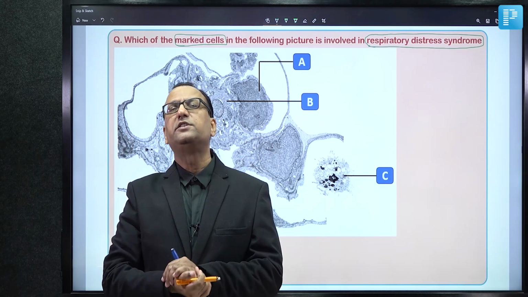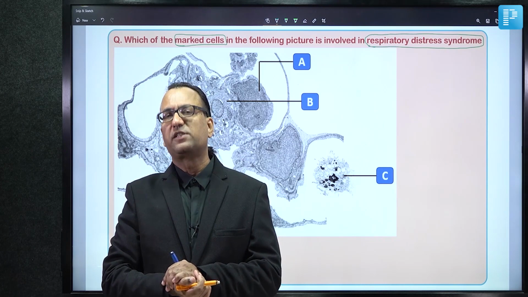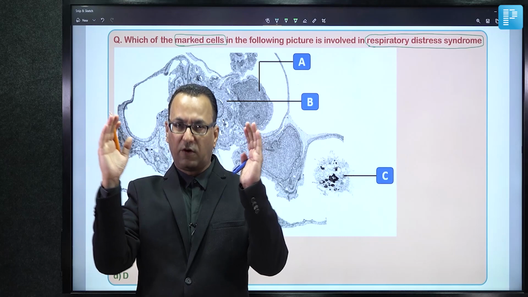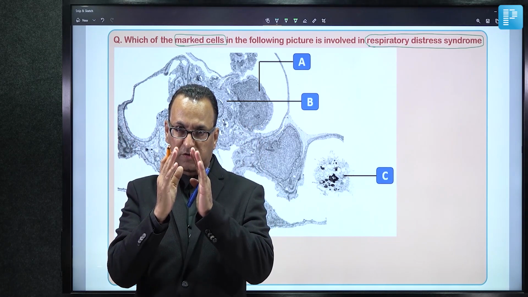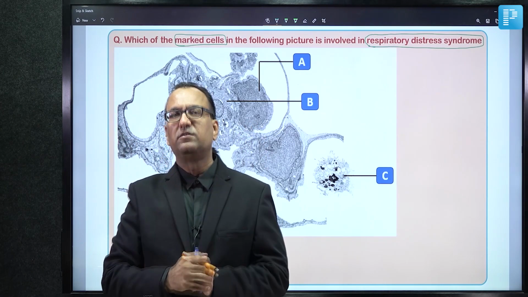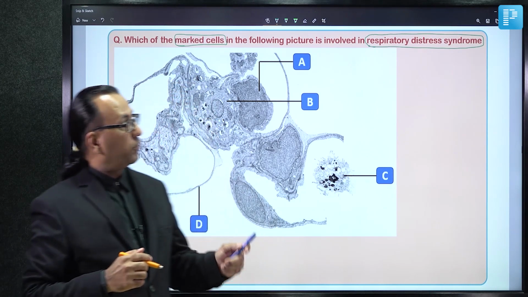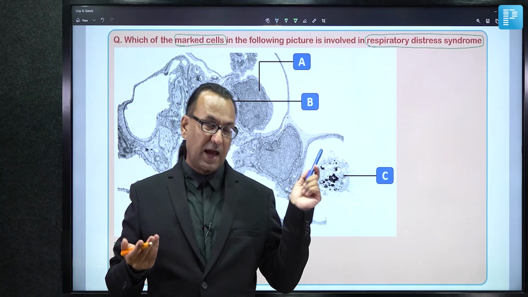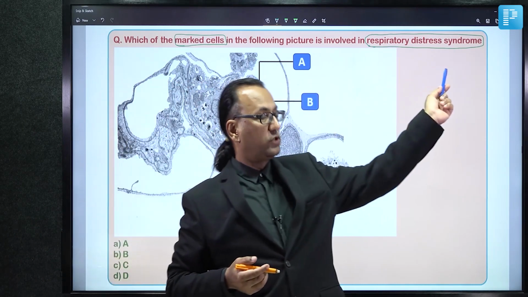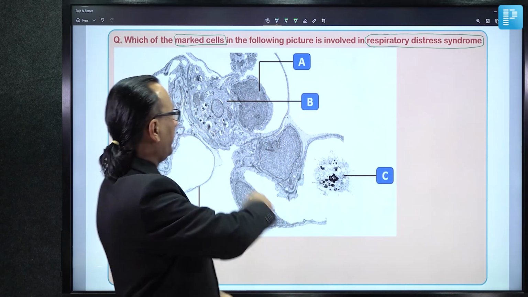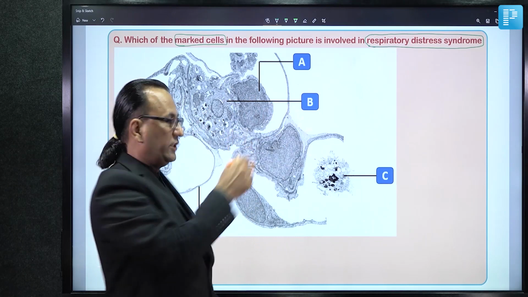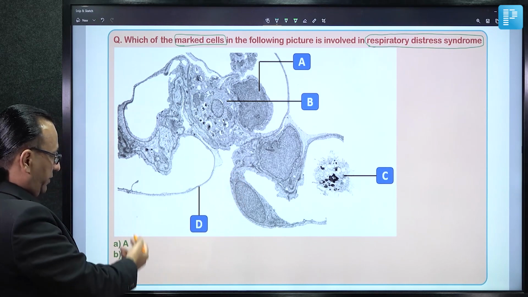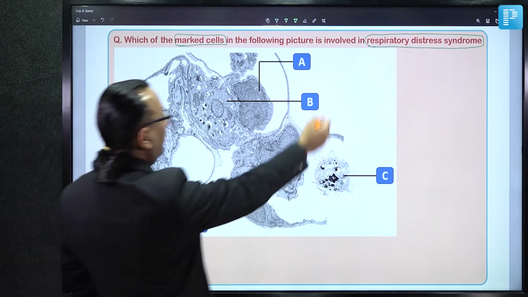If we have deficiency of surfactant, then the surface tension generated within the alveoli cannot be countered and the alveoli collapse, leading to respiratory distress syndrome. Surfactant, more specifically surfactant lipoproteins, is secreted by the type 2 pneumocytes. And that is what we have to find out here. It says electron microscopic picture of the alveolar region, and what we need to find out is about the details of the ABCD markers.